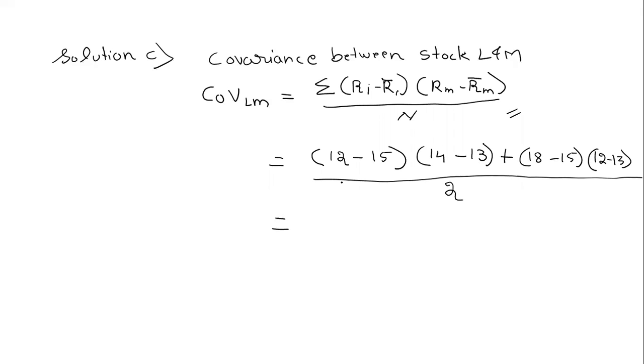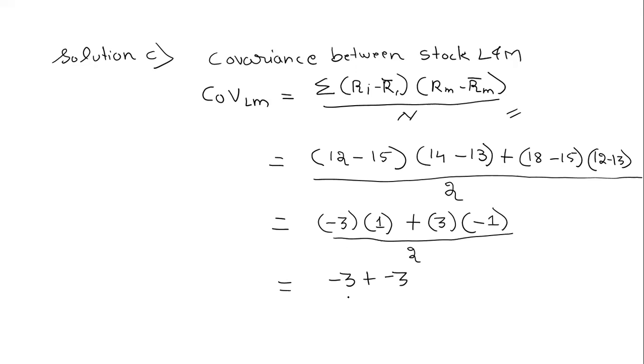After calculating this, 12 minus 15 is minus 3, so we get minus 3 into 1, plus 3 into minus 1, that is 12 minus 13, divided by 2. So minus 3 plus minus 3, divided by 2, so we get the value minus 6 divided by 2, which is equal to minus 3. So the covariance between L and M is minus 3, so they are negatively correlated.